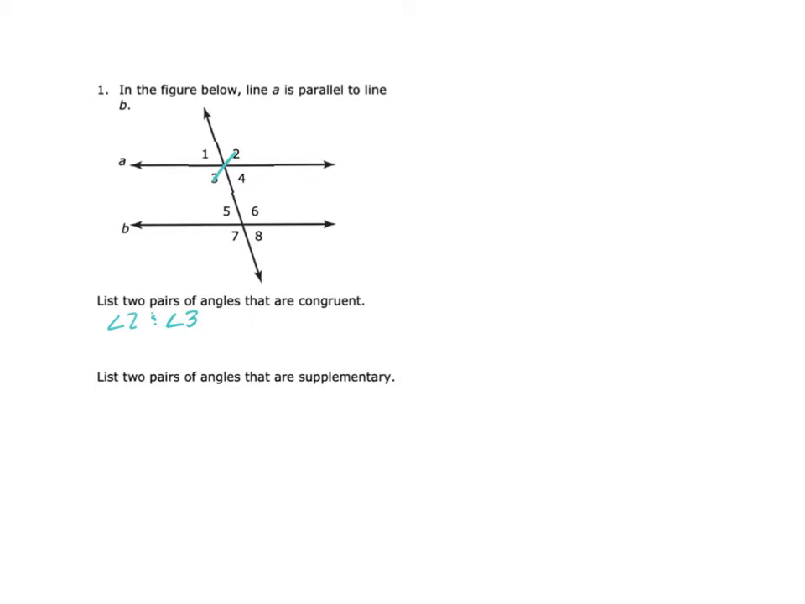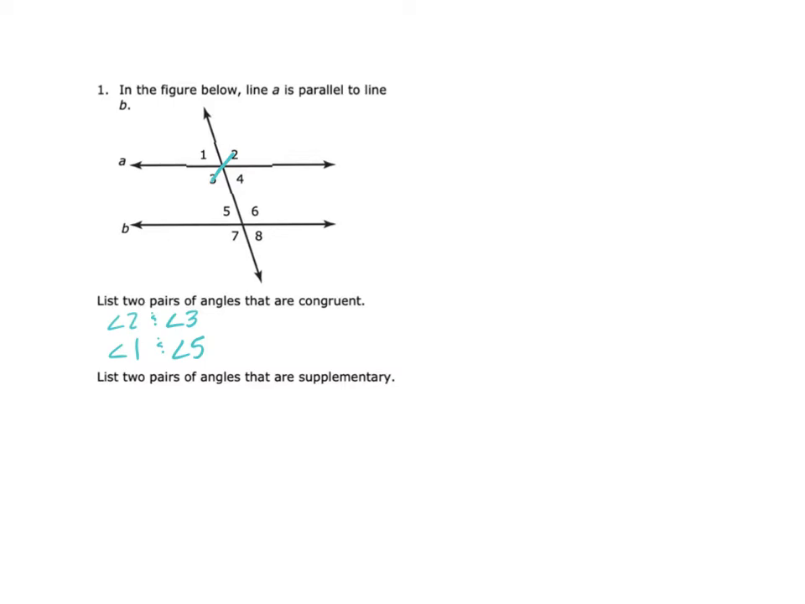You can also think about if I were to pick up this 1, 2, 3, 4 and drag it down, then those corresponding angles are also congruent. So I could also list something such as angle 1 and 5. So check your answer and see if it falls into either of those categories, either opposite or corresponding.